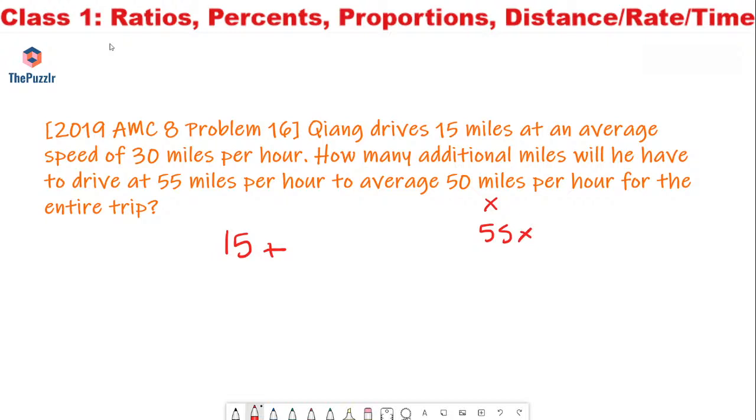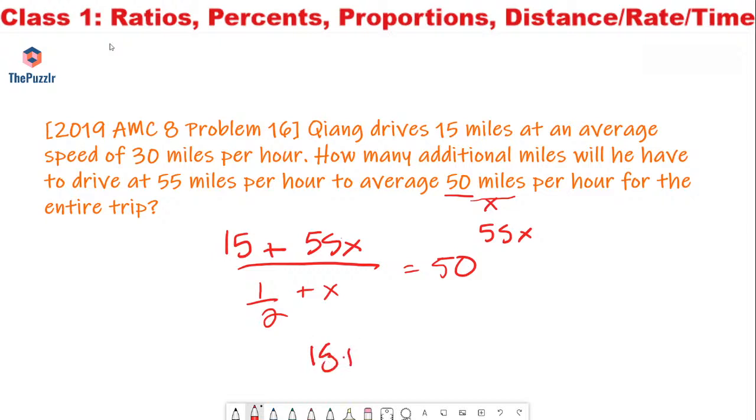What does this give us? This gives us 15 plus, what's the total distance? 55X. And what's the total time? Well, if she drove 15 miles at an average speed of 30 miles per hour, that means it took her half an hour. So 1/2, plus we already said she travels for X more hours. So 1/2 plus X. And this should be equal to 50 miles per hour, right? So what do we do here? Let's multiply by 1/2 plus X. We get 15 plus 55X is equal to 50 times (1/2 plus X).